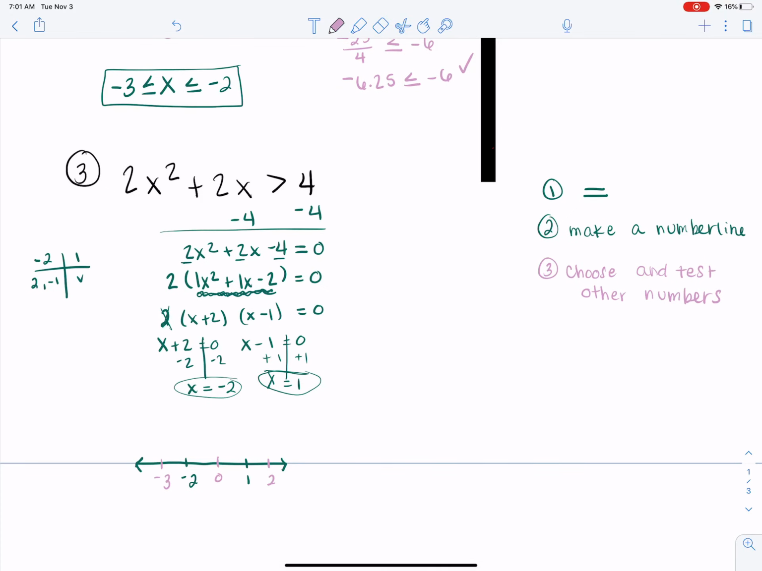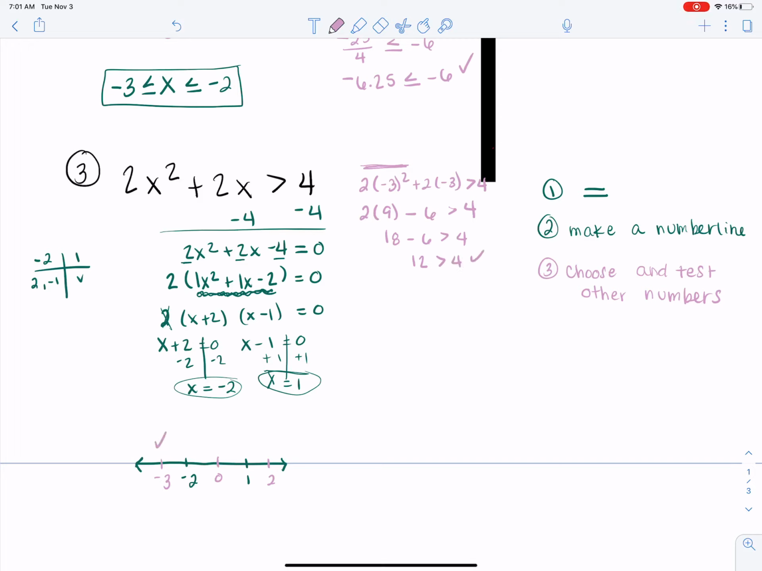And we put those in the original. So 2 times negative 3 squared plus 2 times negative 3, is it greater than 4? Remember when you have this situation, you have to square and then multiply by 2. So negative 3 squared is 9. So 2 times 9. 2 times negative 3 is negative 6. Oh, not or equal to, just greater than. Okay, 2 times 9 is 18. 18 minus 6 is 12. And yes, 12 is greater than 4.